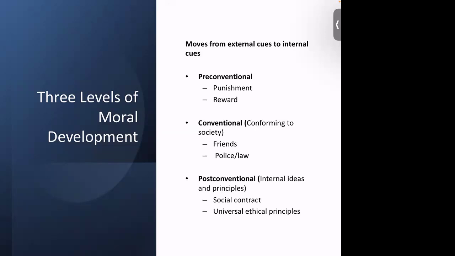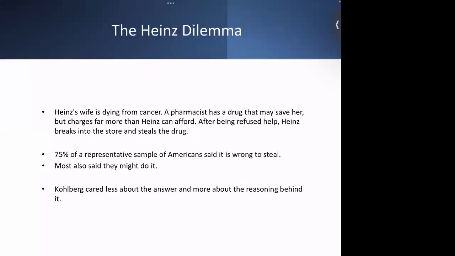So these are the different stages of moral development, and you kind of see how a little child might do something for a reward or to avoid punishment. And as they get older, they try to be popular with their friends. And finally, we hope that people advance to this higher level of post-conventional moral development.